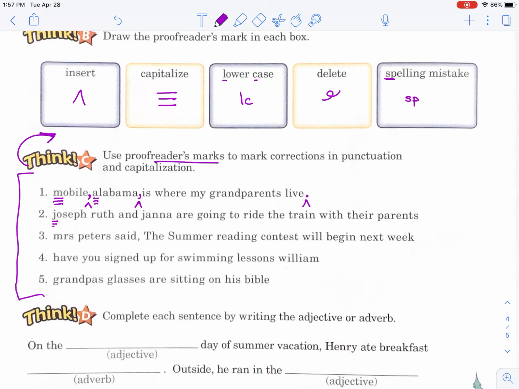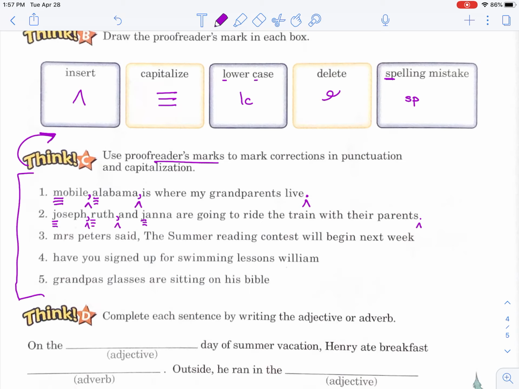First of all, Joseph needs to be capitalized. Ruth needs to be capitalized. And Jana, because they're all names. Now, if we know that that's a list, boys and girls, what do we need? Comma before the and. And between everything else in the list. So we need two commas. Joseph, comma, Ruth, comma, and Jana are going to ride the train with their parents. What does every sentence need at the end? A period. Excellent. Okay, that's it.